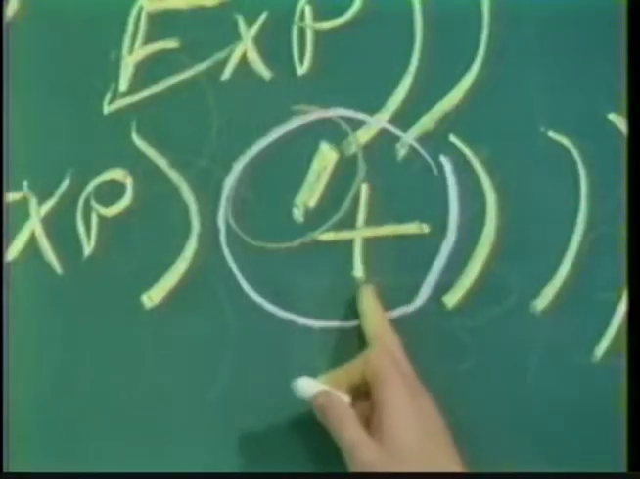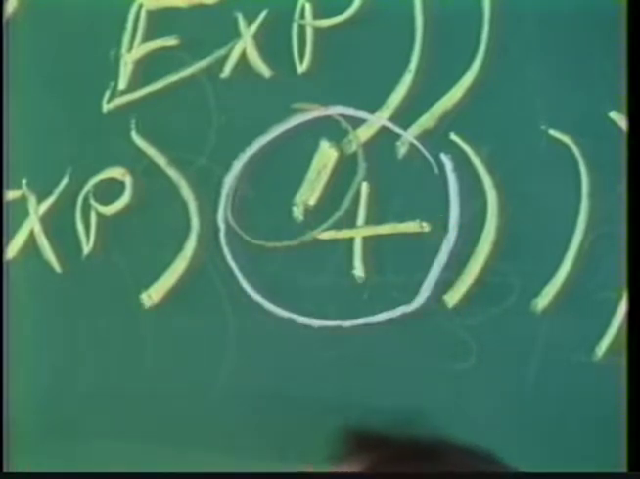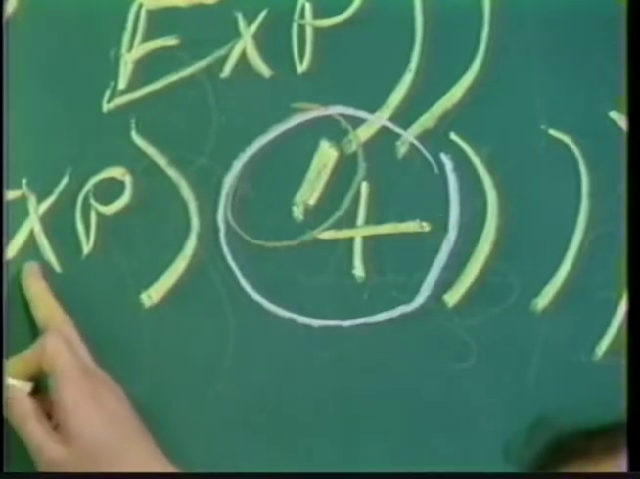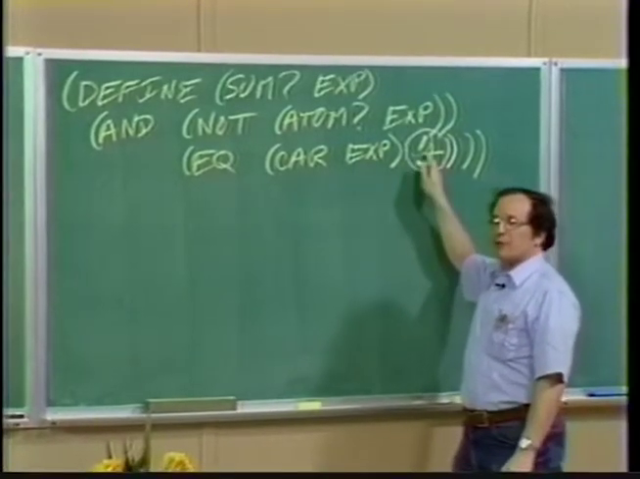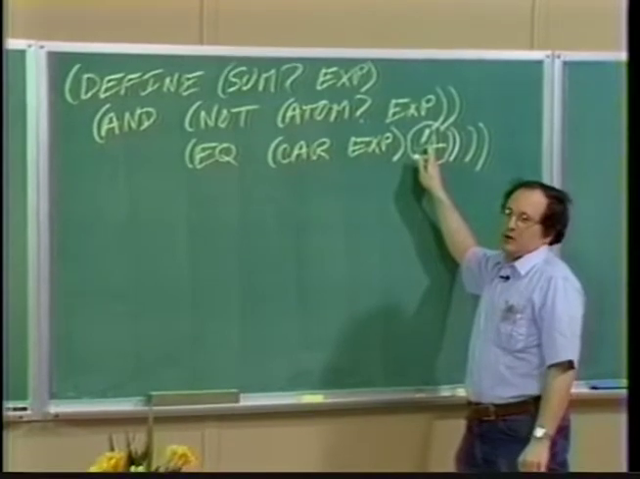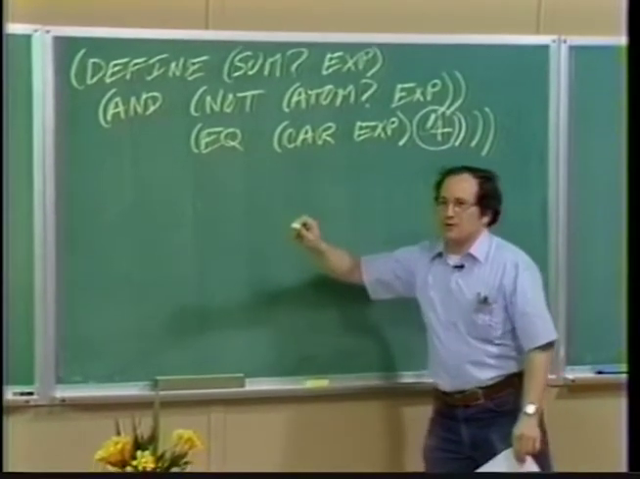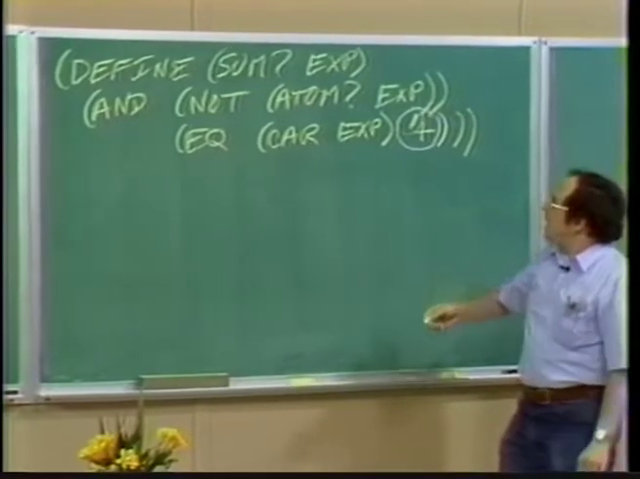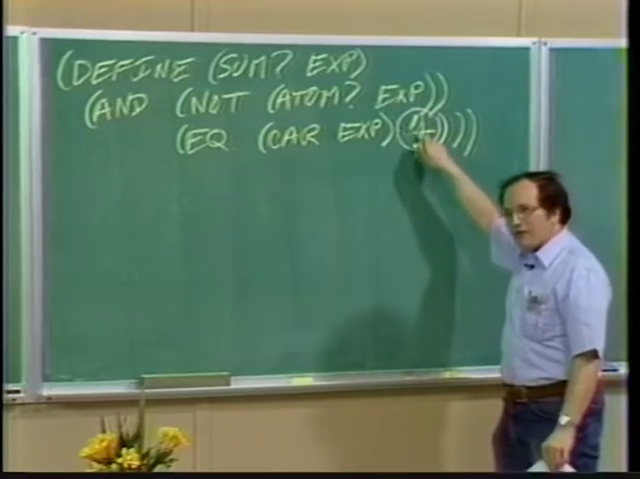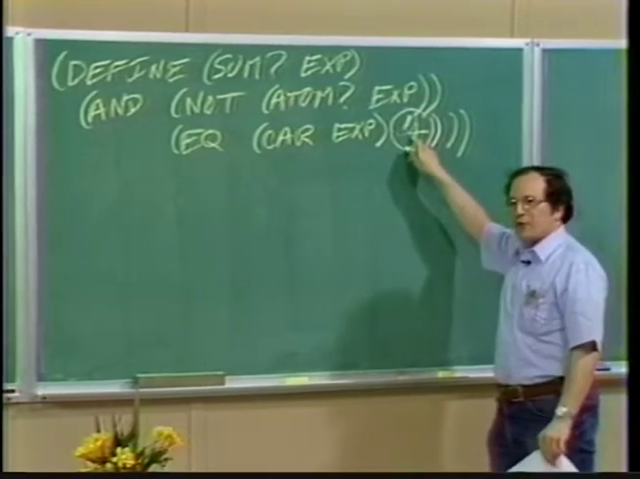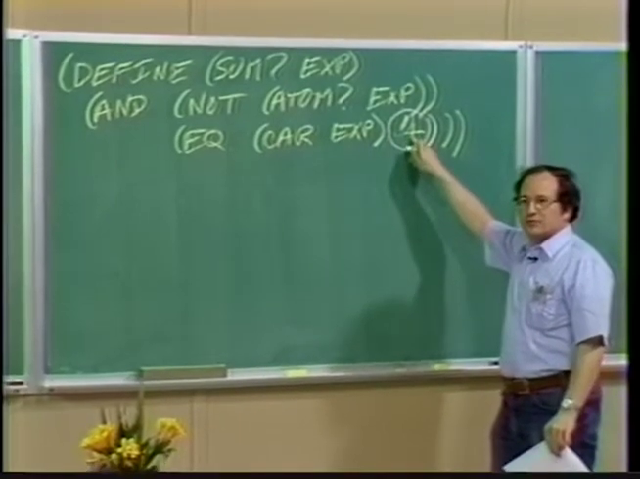If I were to just write a plus here, a plus symbol, I would be asking, is the first element of the expression, the operator position of the expression, the addition operator? I don't know. I would have to have written the addition operator there, which I can't write. However, this way I'm asking, is this the symbolic object plus, which normally stands for the addition operator? That's the question I wanted to ask.